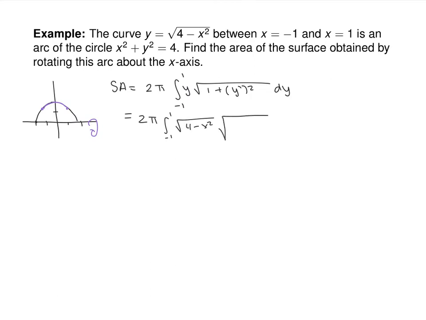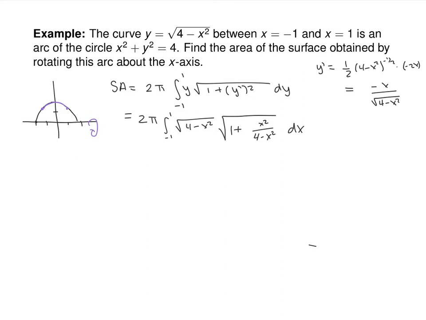Okay, we're going to need to input the derivative of this. So calculus 1, y prime is 1/2 (4 minus x squared) to the negative 1/2 times negative 2x, or negative x over square root 4 minus x squared. So that's 1 plus x squared over 4 minus x squared. That's after I squared that whole business.